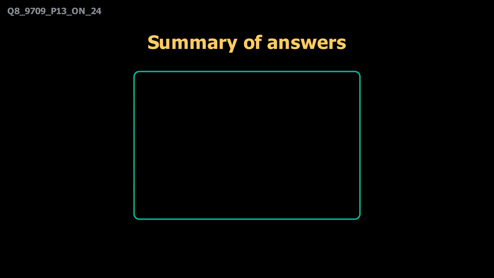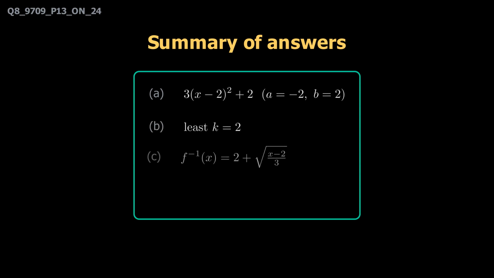Summary of all 4 parts. Collect the key results. A: 3 times (x minus 2) squared plus 2. B: least k is 2. C: f inverse with x at least 2. D: x equals 3.